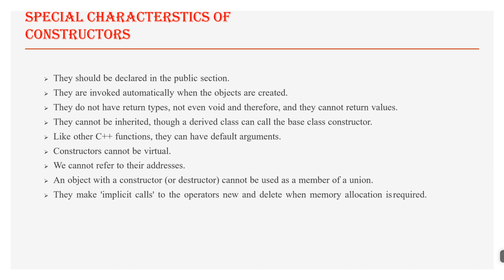So we cannot refer to their addresses. Another point which we normally observe is passing parameters by value and by address. Constructors cannot be passed through addresses, so they cannot refer to any addresses. An object with a constructor or a destructor cannot be used as a member of a union. That's not currently needed. They make implicit calls to the operators new and delete when memory allocation is required. So these are the special characteristics.